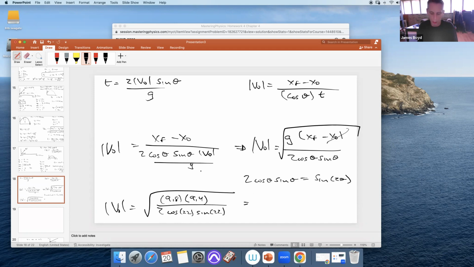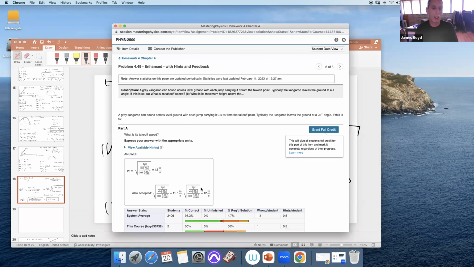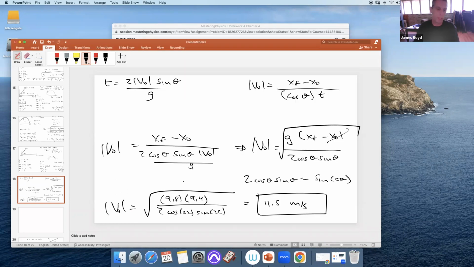Oh man, 9.8 times 9.4 divided by 2 times cos of 22 times sine of 22. And take the square root. And I get 11.52, so 11.5 meters per second. Or 12, they rounded up to 12.